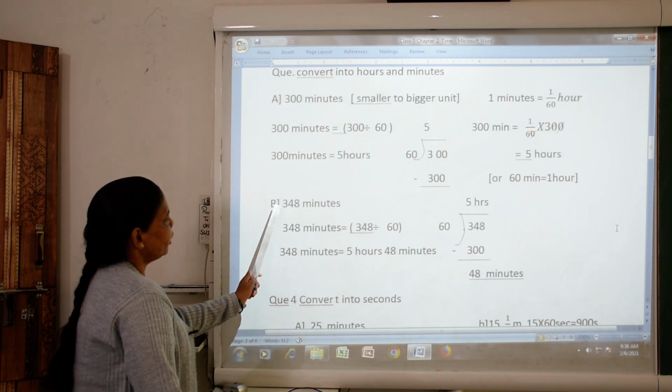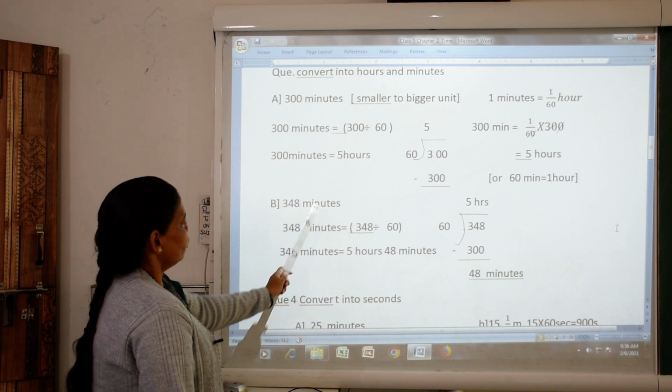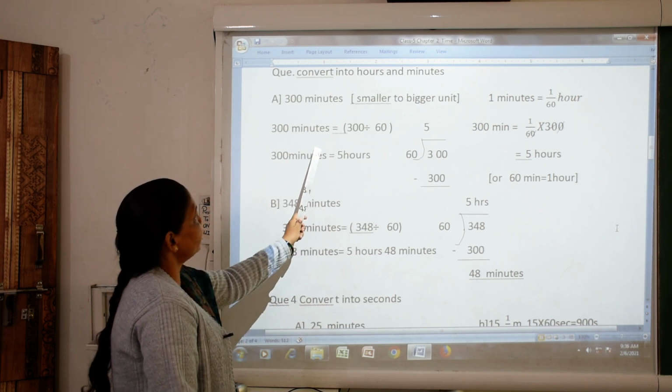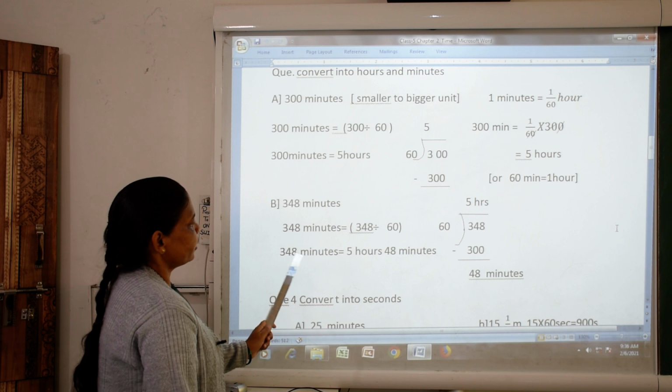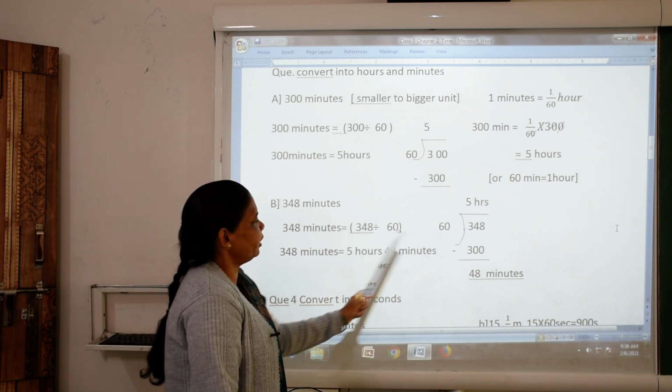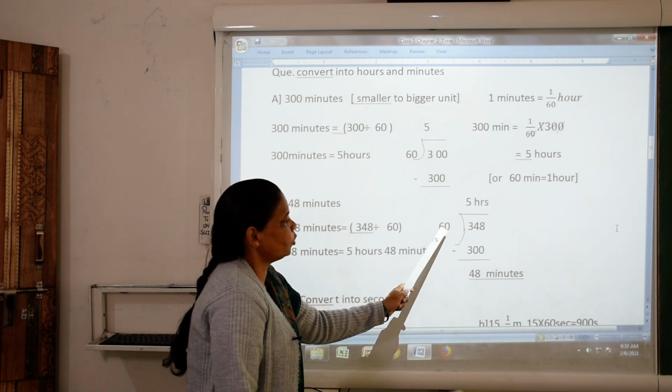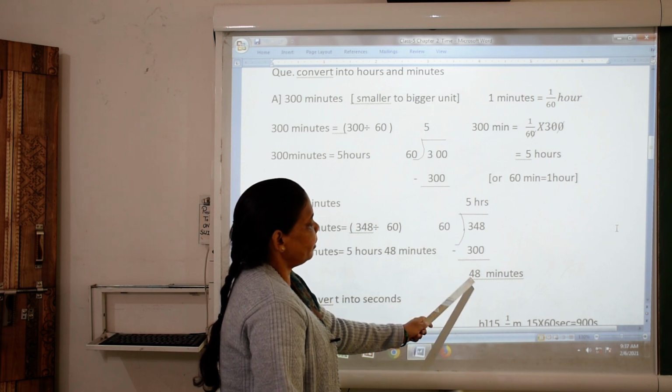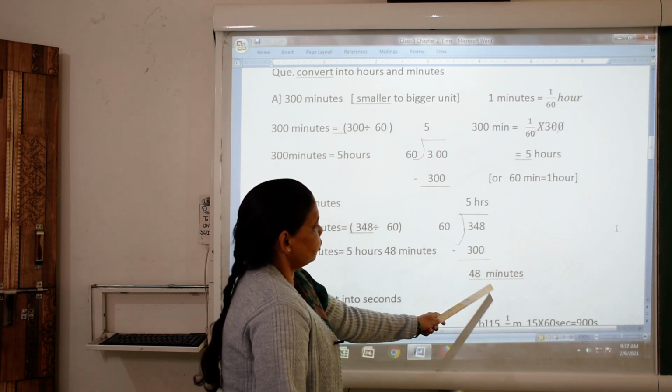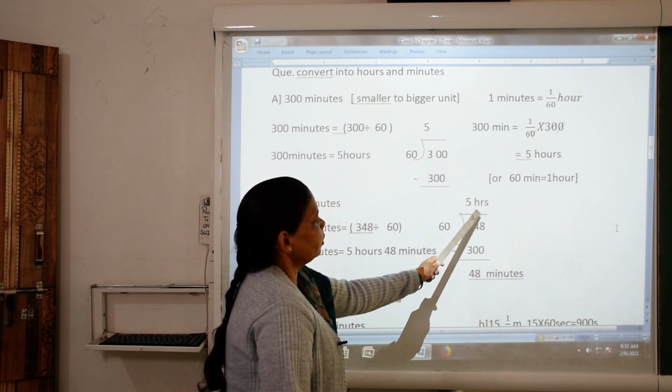Second example, 348 minutes. Again we will do the same process that we already did in the first example. 348 divided by 60. 5 sixties are 300, and the remaining is 48 minutes. So this one is the minutes and 5 is the hours.